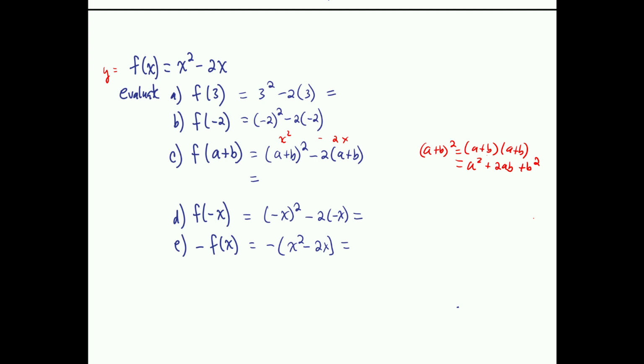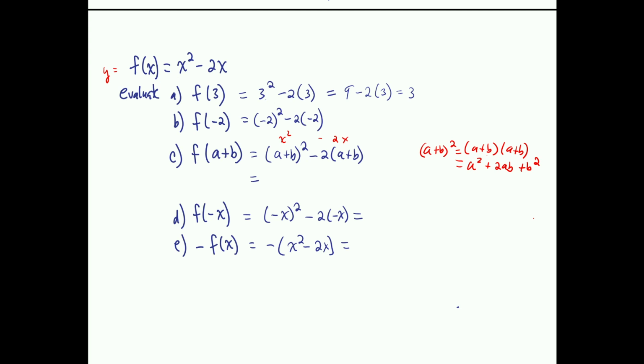So if we wanted to evaluate f of 3 for x squared minus 2x, we're going to plug a 3 in wherever we have an x. So we'll have 3 squared minus 2 times 3, and we'll end up with 9 minus 2 times 3, which is 9 minus 6, which is equal to 3.